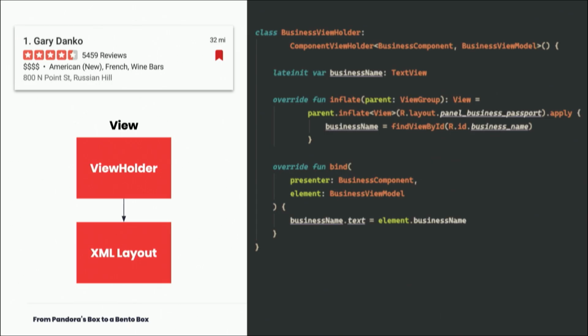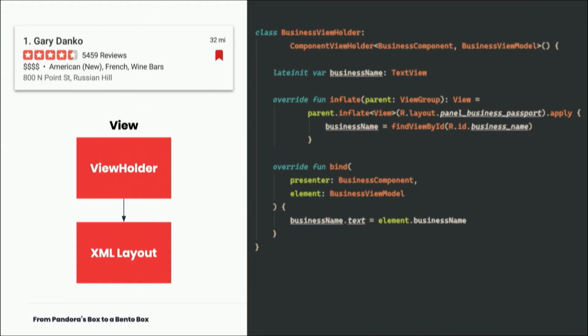We have our business viewholder class, which extends the component viewholder class from the Bento framework, and it's using generics. So it wants to know what the presenter type is, which in this case is our business component, and what the data item type is, which in this case is our business view model. And so we have an inflate method and a bind method. In the inflate method, we inflate some XML layout file, and we get a handle on the different views inside of that XML layout that we've now inflated. So in this case, we get a handle on the text view that represents the business name.